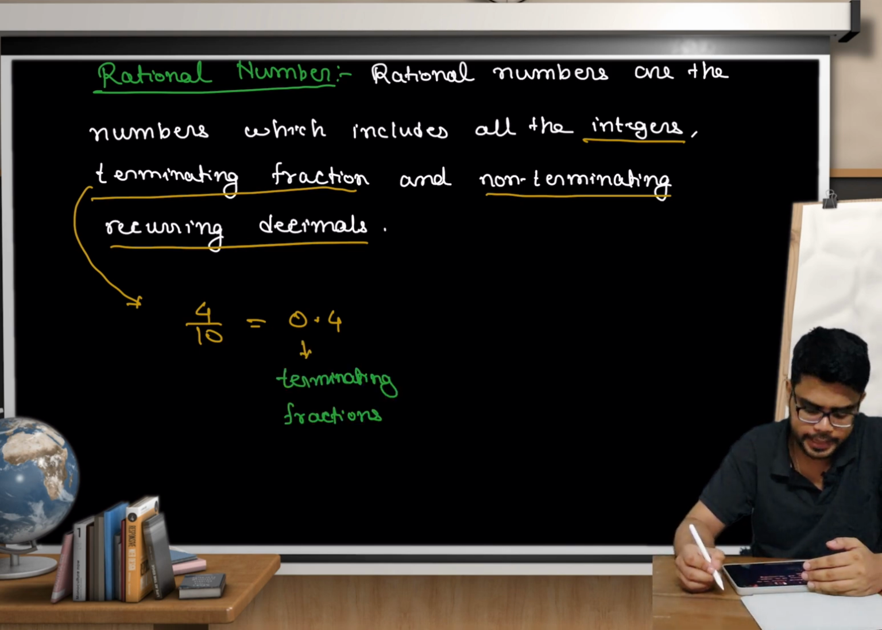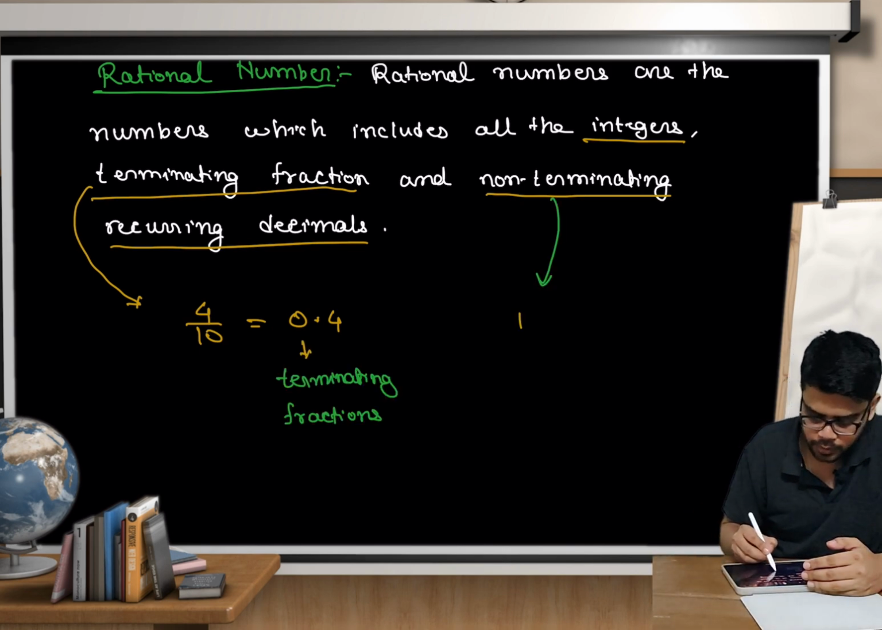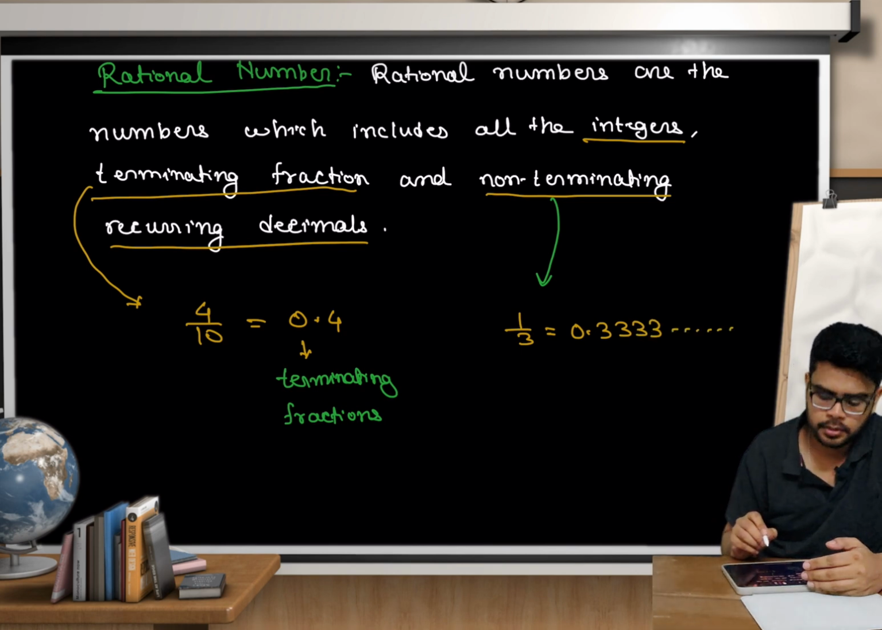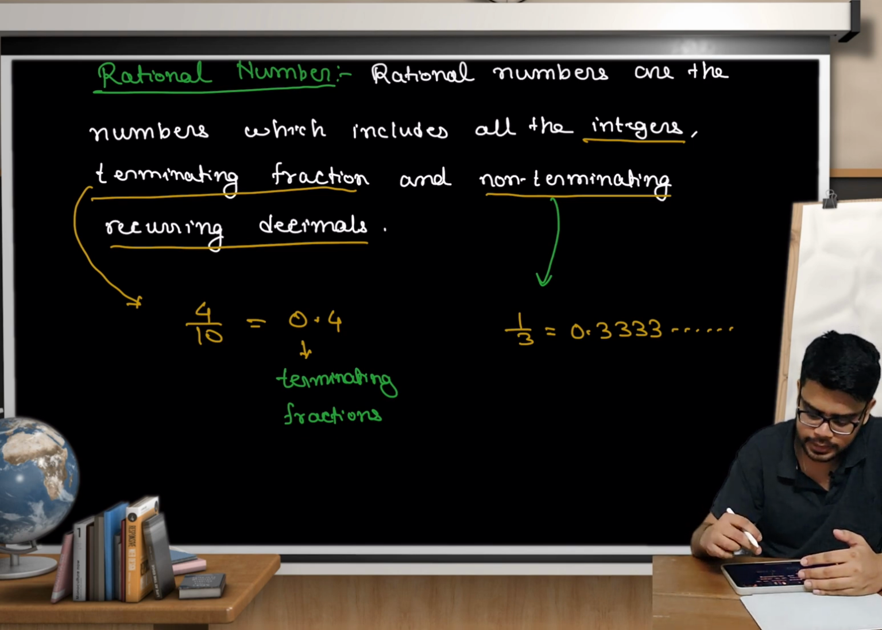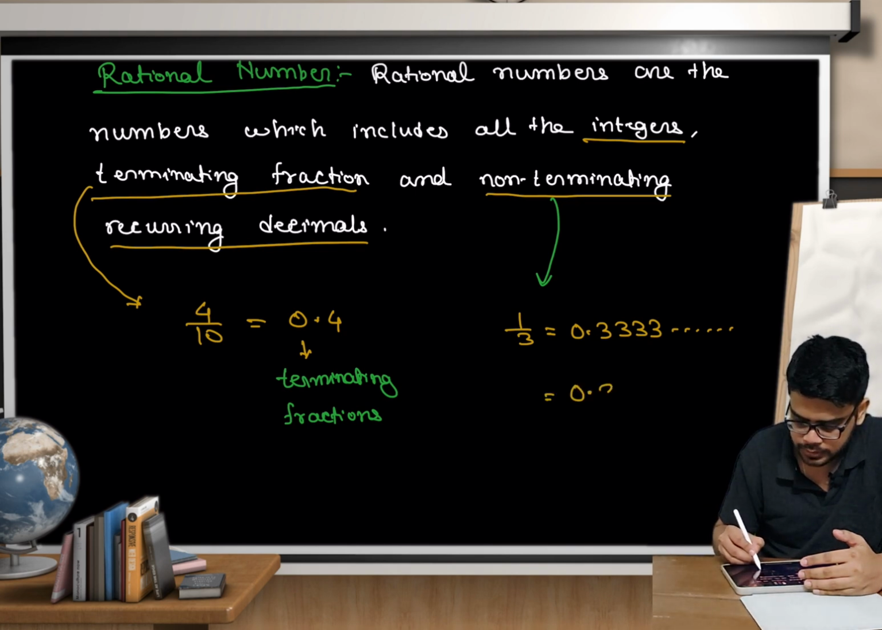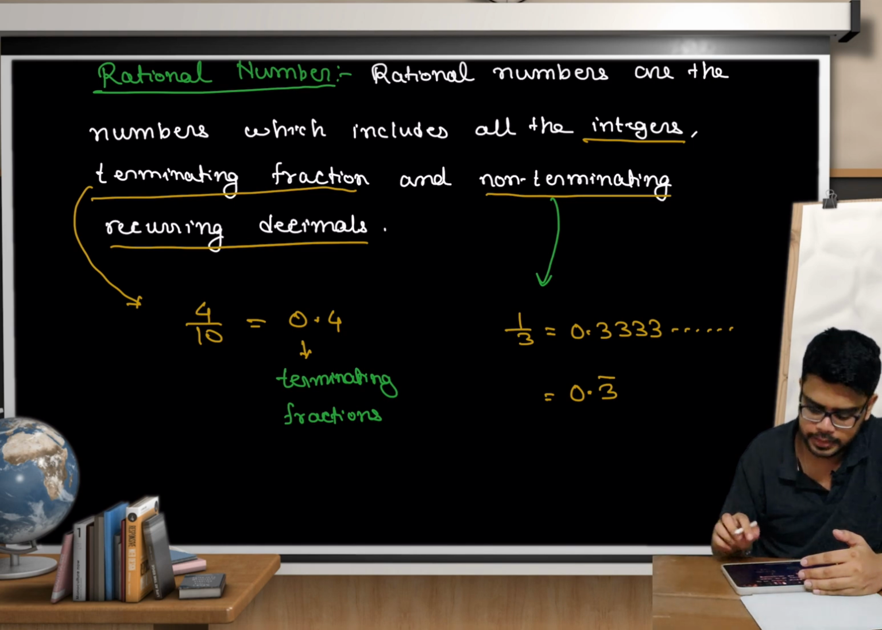And non-terminating and recurring means, for example, 1 by 3. If you write 1 by 3, what will be the answer? Tell me. 0.3333, and it will go on like this. So this is called non-terminating, and recurring means it is repeated again and again. In this example, the number 3 is repeated again and again. So it is called recurring. We can write it like this, 0.3 bar, because 3 is repeated again and again.